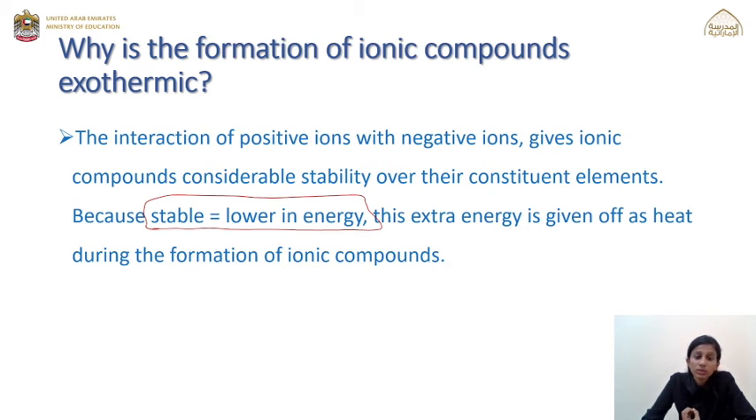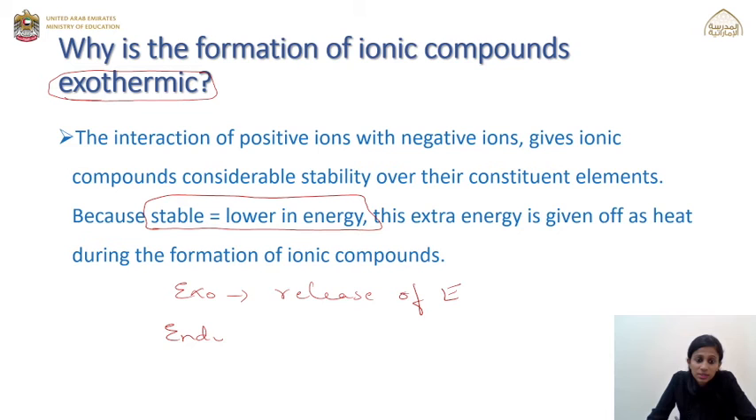So during the formation of an ionic compound, since there is an attainment of stability, this extra energy is lost in the form of heat, and that is why you call such reactions exothermic. So formation of an ionic compound is always exothermic. Exo in the sense there is release of energy, and endothermic means there is absorption of energy. Always remember, energy is always released during the formation of a bond.